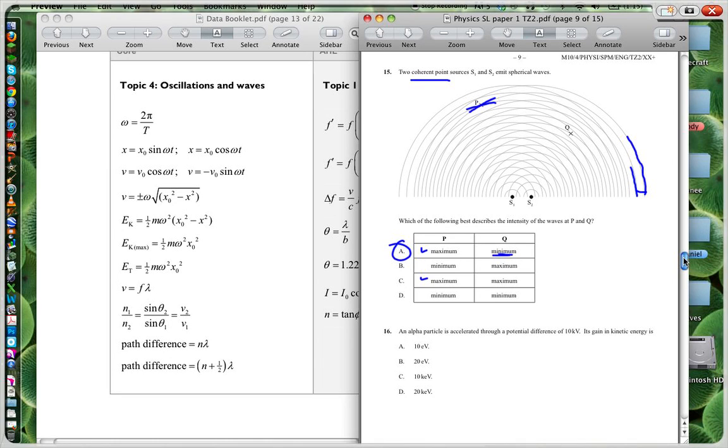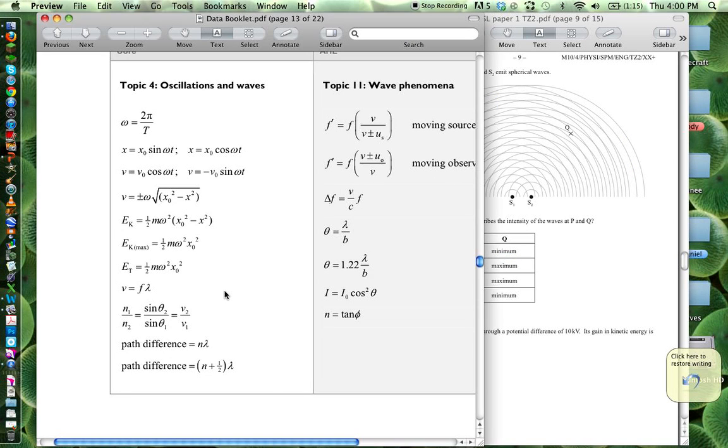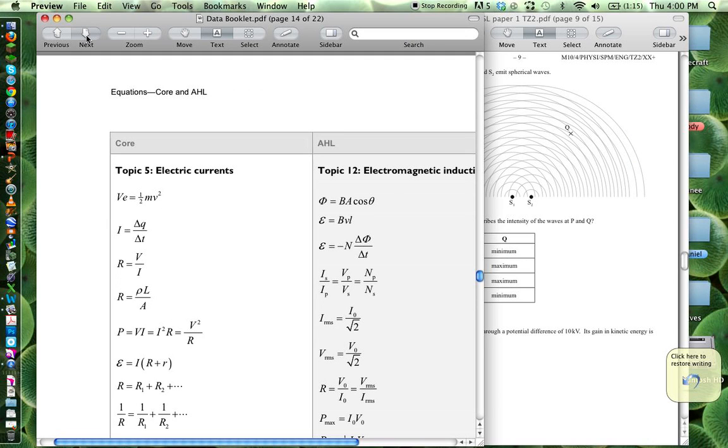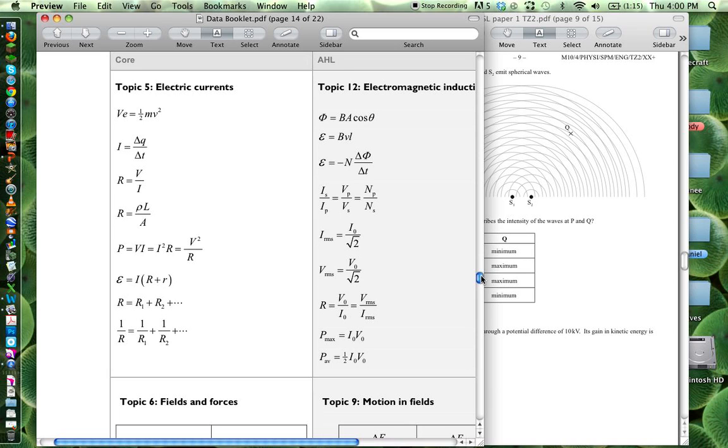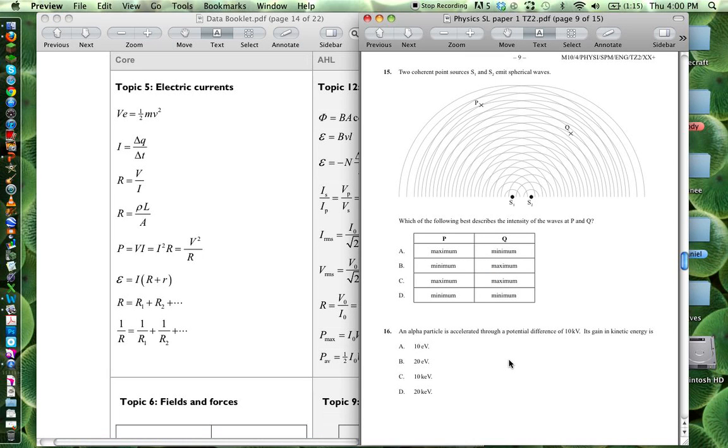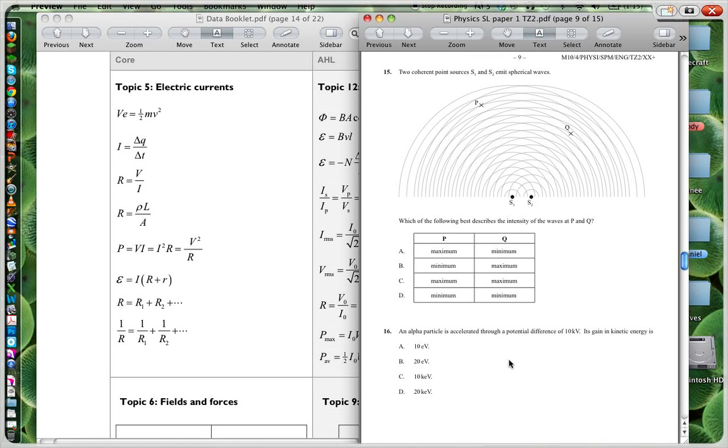Now we are moving on to 16, and here we are going into our unit 5. So let's just change our data booklet to there. It says an alpha particle is accelerated through a potential difference of 10 kV. Its gain in kinetic energy is.